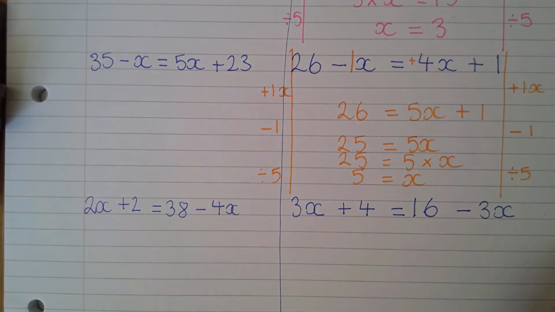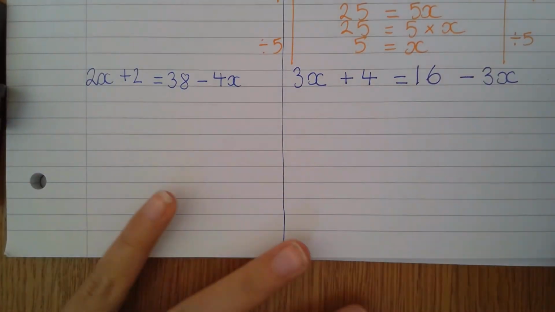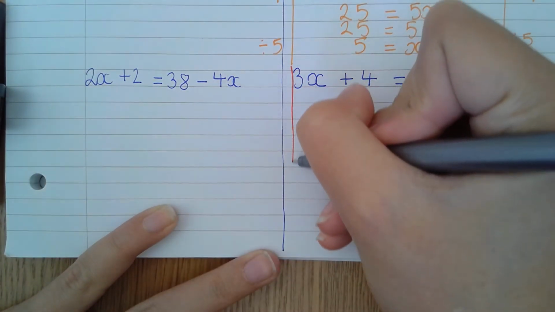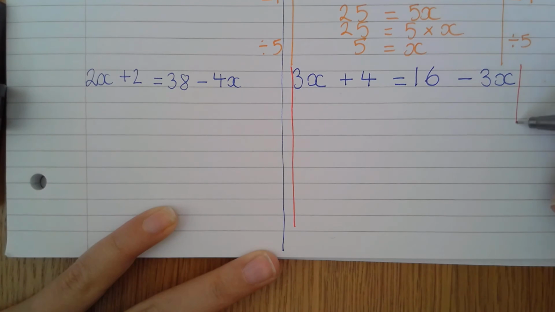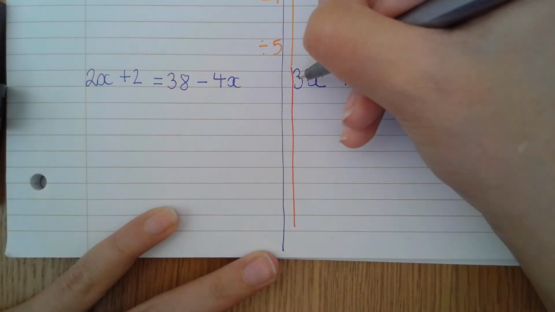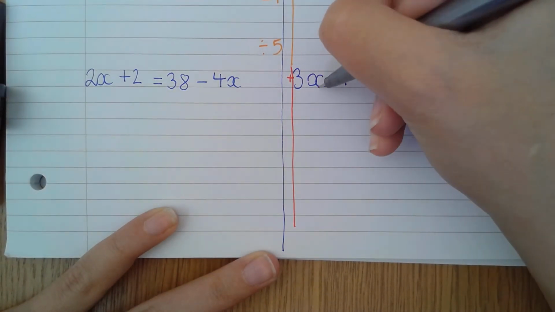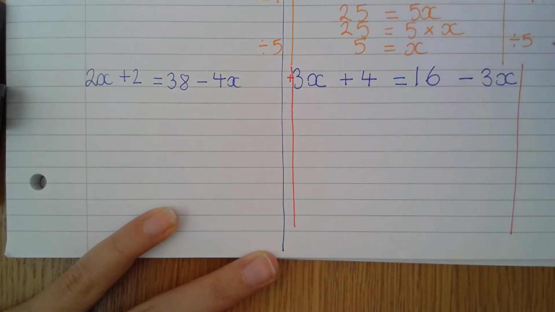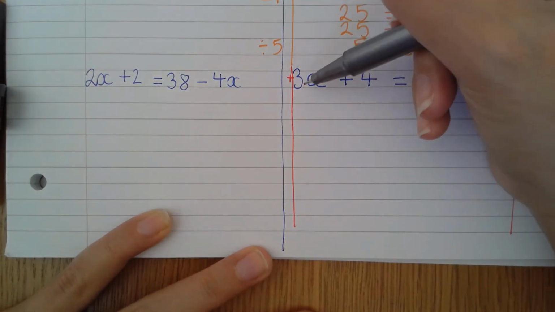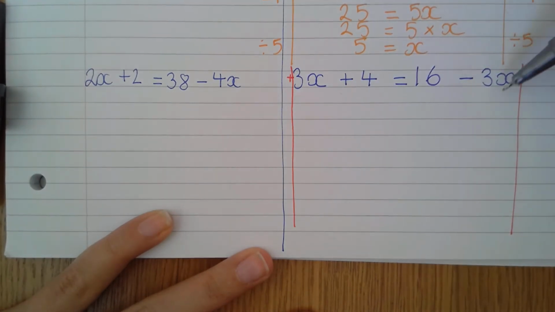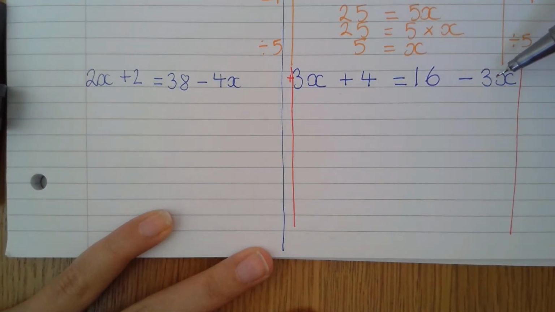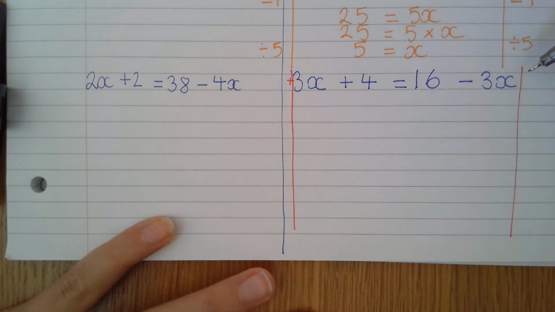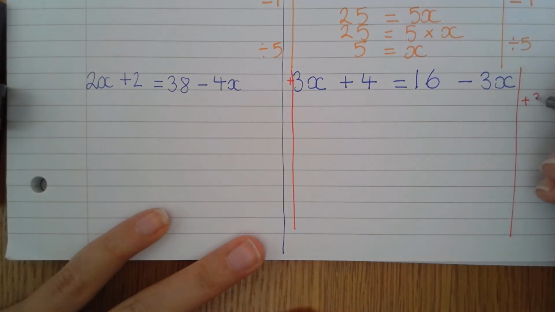Okay, and the last one, draw our stabilizers. So this symbol would be a plus 3x, it's not got anything before, plus 4 equals 16 take away 3x. So our lowest number of x's, we've got plus 3x or take 3x, so this one's lower. So the opposite of take 3x is add 3x.